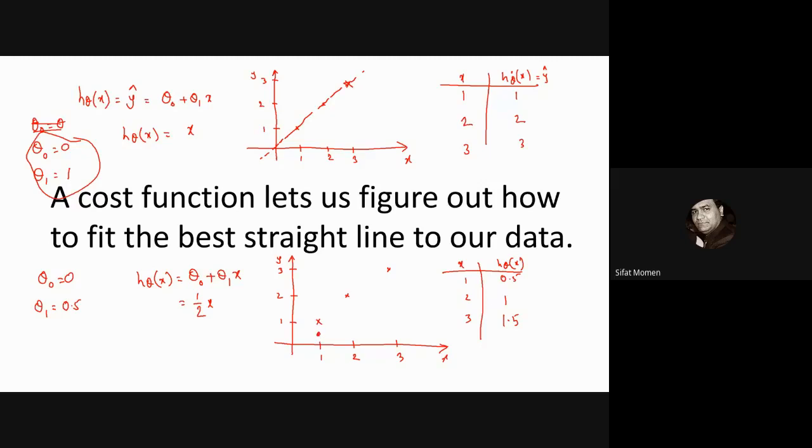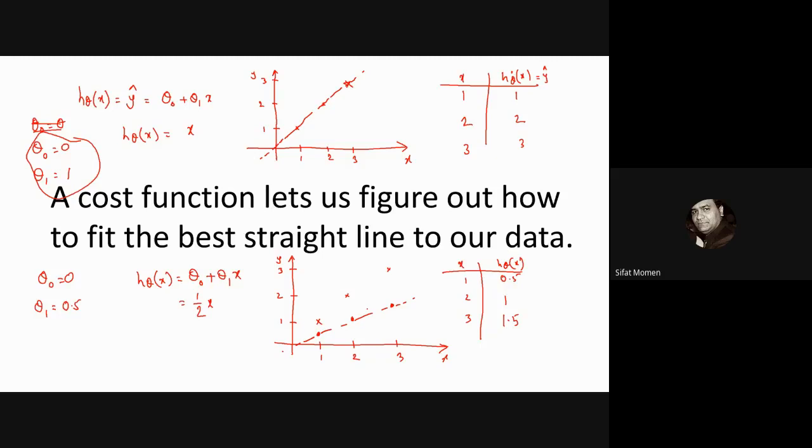Actually, instead of predicting 1, at x equals 1 it predicts y as 0.5, halfway, right? Yes. And when x is 2, what does it predict? 1. And when x is 3, what does it predict? 1.5, somewhere here, right? So there is a bit of error here, isn't there? So this is a linear line that you are predicting, right? Yes. So did it predict it well or did it not predict well?